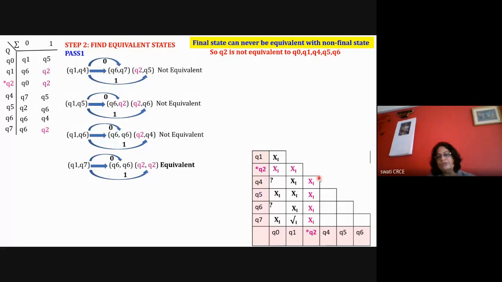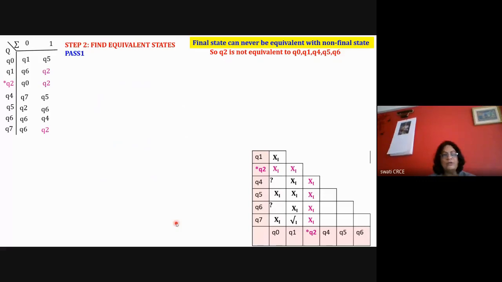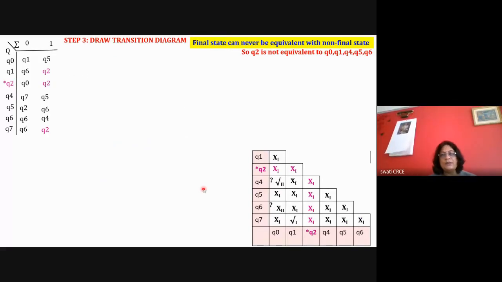Now Q2 is final, so we have already done it. So go to Q4 and do the same thing for Q4. Now the next step is to draw the transition table. For drawing the transition table, you take the pair which is equivalent and draw a circle, like Q0 and Q4. Q0 and Q4 are equivalent, so I am combining them into a single logical state, and that is my initial state. So Q0, Q4 combined into a single state as the initial state.